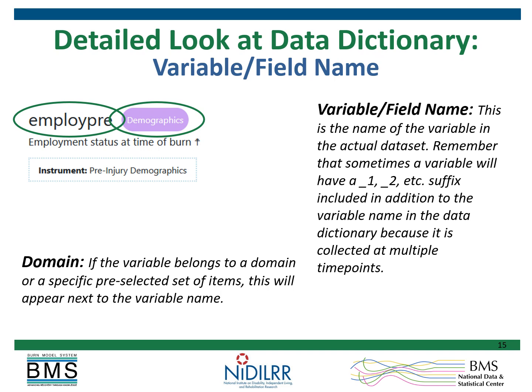Here's another detailed look at the variable and field name. In this example, we're looking at the variable named employee, which is in the demographics domain. The variable or field name is the name of the variable as it appears in the actual data set. In this example, this instrument is the pre-injury demographics, which are collected from a participant at the time of discharge, but with a pre-injury recall period.